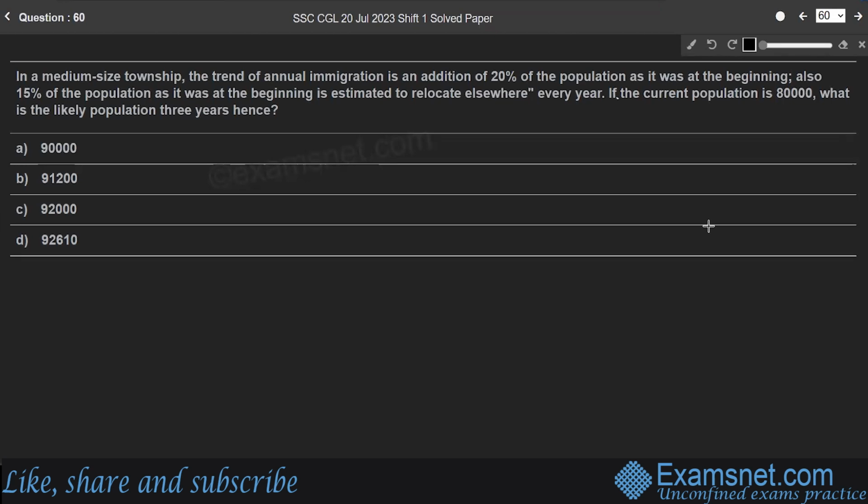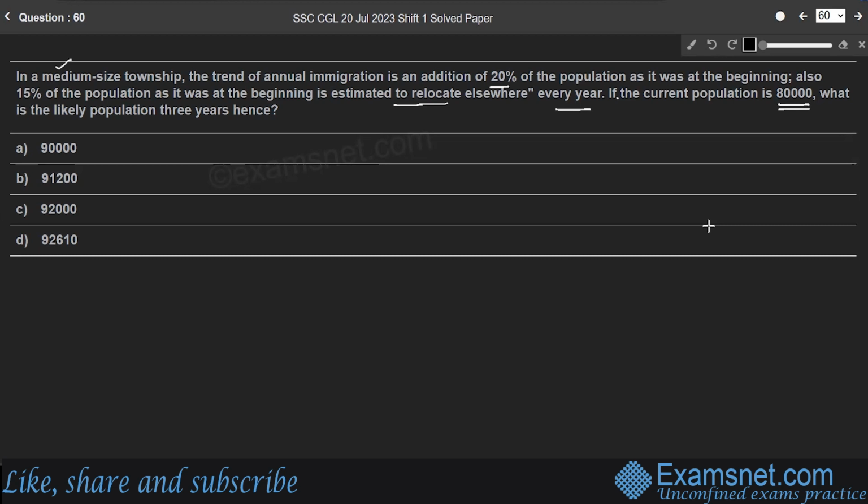Here students, question number 60. In a medium-sized township, the trend of annual immigration is an addition of 20% of the population as it was at the beginning. Also 15% of the population as it was at the beginning is estimated to relocate elsewhere every year. If the current population is 80,000, what is the likely population 3 years hence?